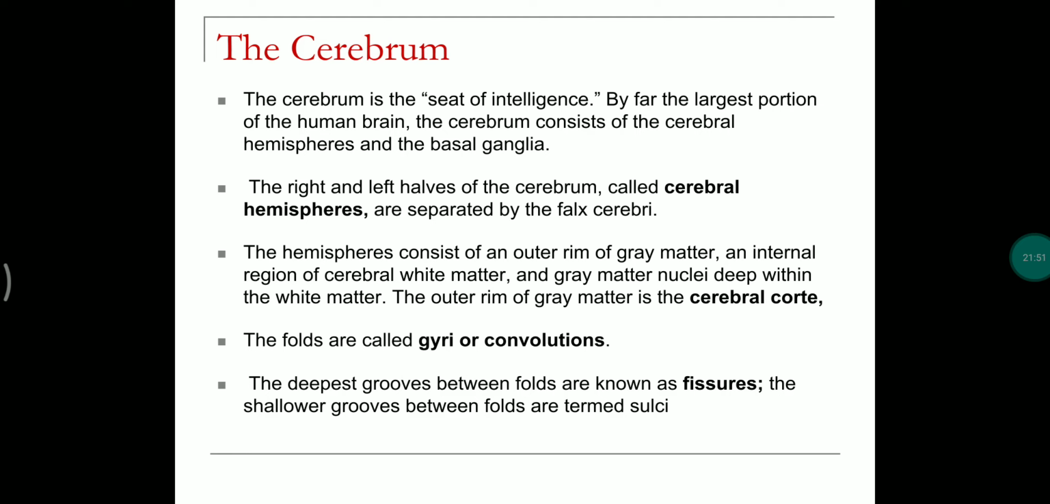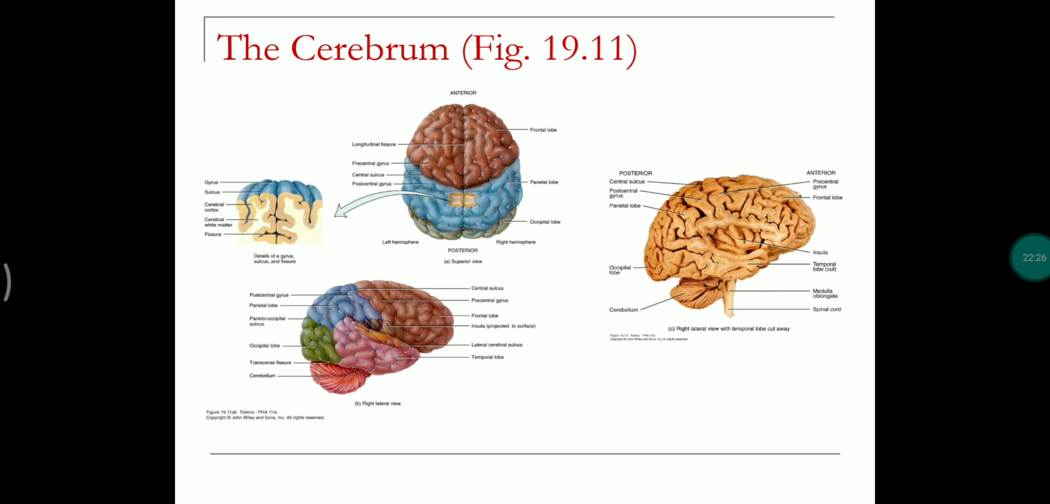Coming to the cerebrum. The cerebrum is also called the seat of intelligence, which is a major part of the brain, and it is divided into two halves called cerebral hemispheres, separated by the falx cerebri. The hemisphere consists of an outer rim of grey matter, an internal region of cerebral white matter, and grey matter. The folds of the cerebrum are called gyri or convolutions, and the deepest grooves are called fissures.